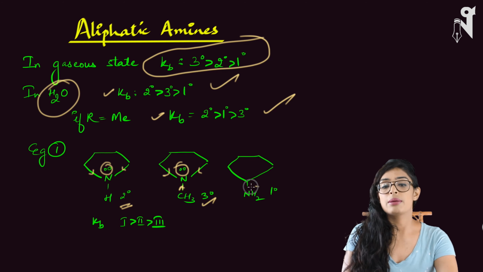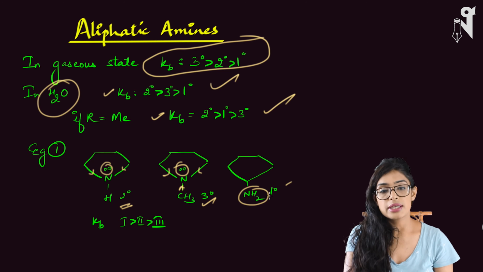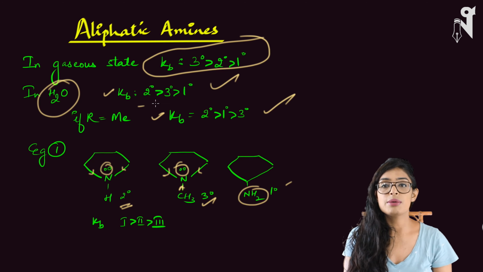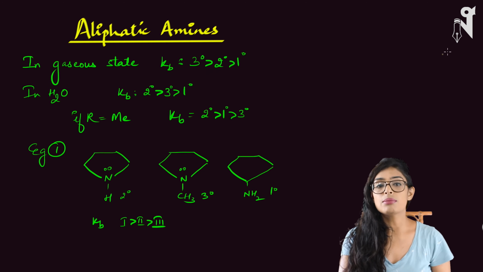So we have secondary, tertiary, primary, and as I mentioned, we have to assume that it is dissolved in the water. So the order is gonna be secondary, then tertiary, and then primary. So the Kb order is gonna be first compound is most basic, then second, and then third. Very simple. Now come to the next compound.